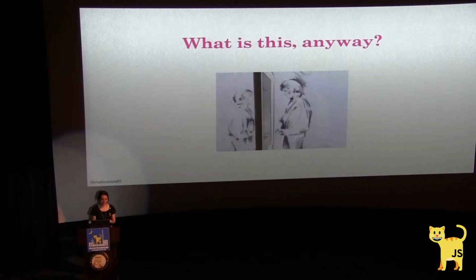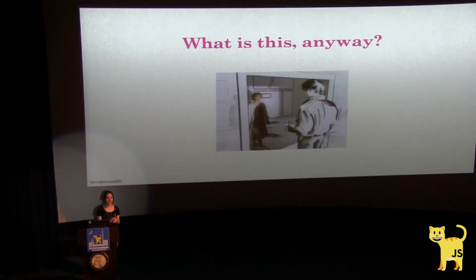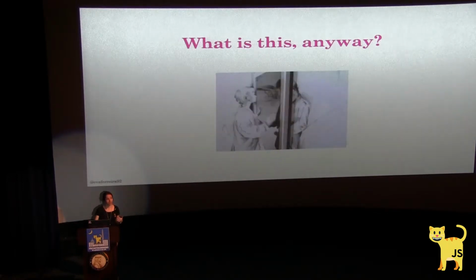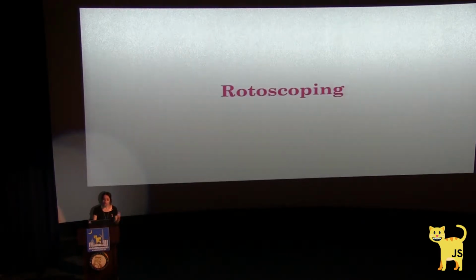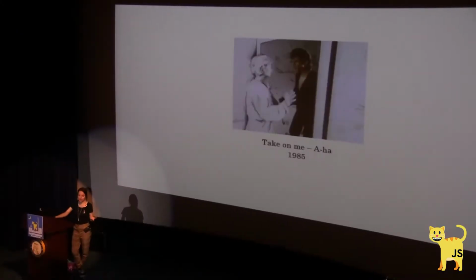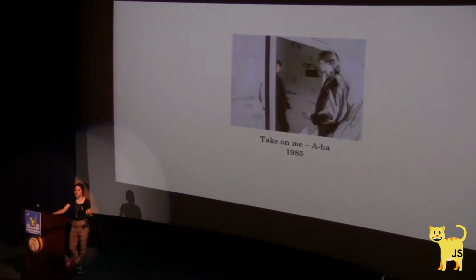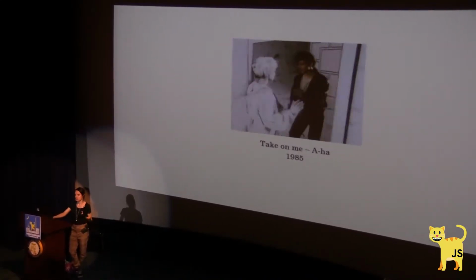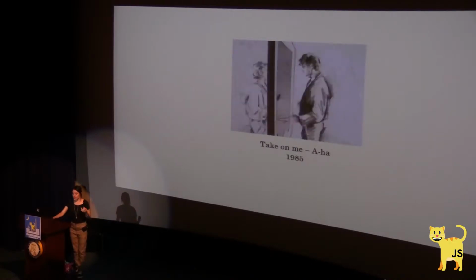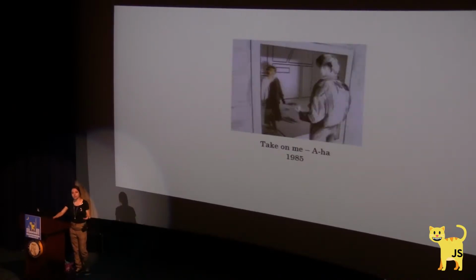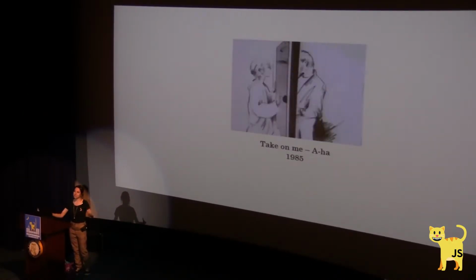So what is this anyway? This is an animation technique that is actually 100 years old. It's called rotoscoping. It basically consists of recording a totally common video, and then making drawings on each and every frame of the video. It's not necessarily new, but it wasn't only used in this Take On Me video by the Norwegian band A-ha. It was actually used a lot after this because it was popularized in pop culture.